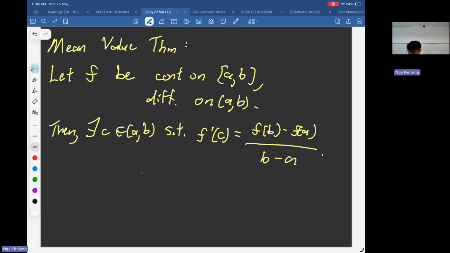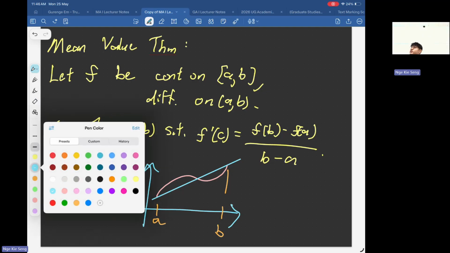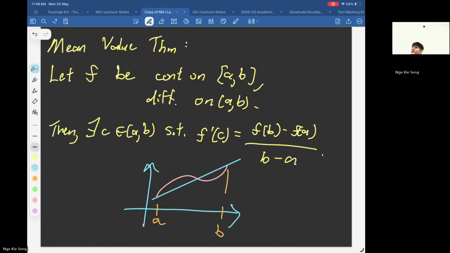So you should draw your function again. A typical differentiable function is one you can draw without lifting your hand. So maybe draw something like this. You take your endpoints a and b. What's the right-hand side expression? It is the gradient of the line that connects the points (a, f(a)) and (b, f(b)). It says that this gradient is achieved by some other point c, where c is between a and b.